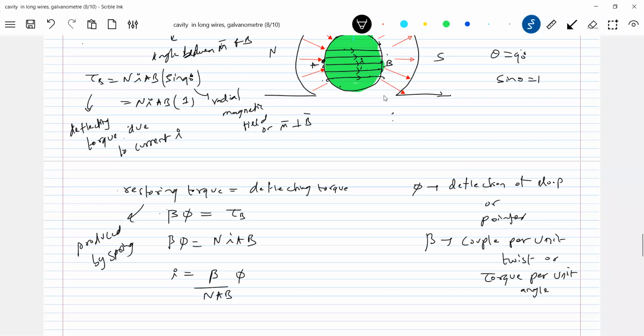So as you pass current, what will happen? The loop will rotate. As it rotates, what will happen to the spring? The spring will set up a retarding or restoring torque. And finally the pointer will come and stop at a certain angle. Look at that particular current. Current is now proportional to angle. This should be the angle to which the pointer deflects.